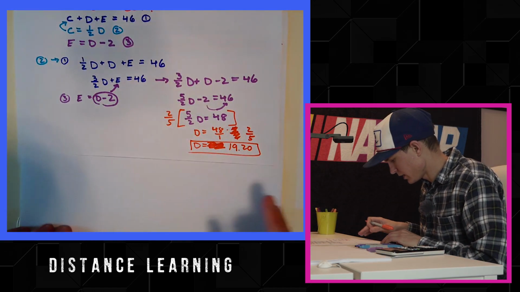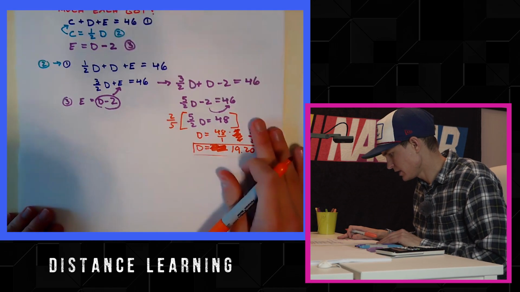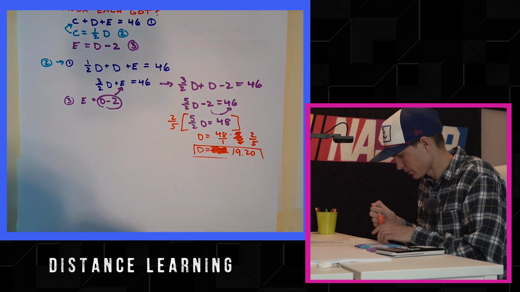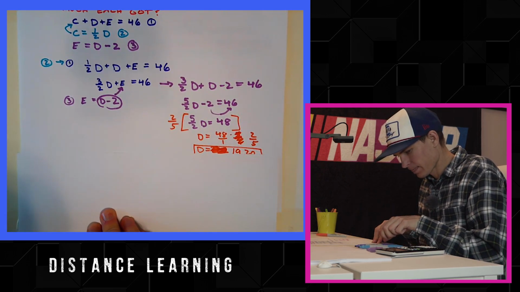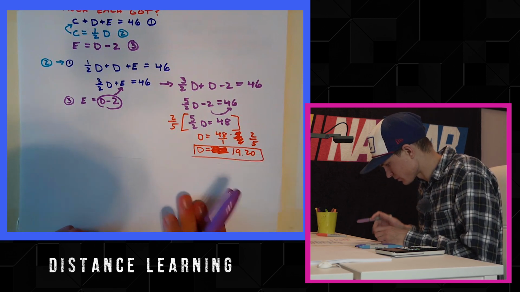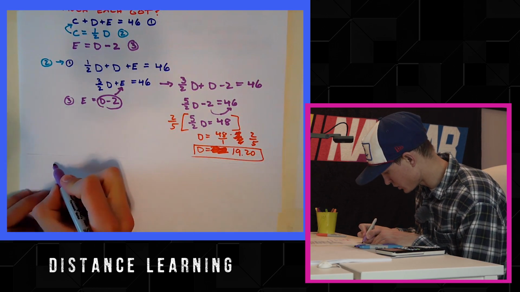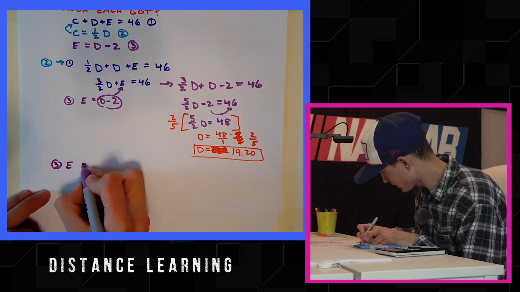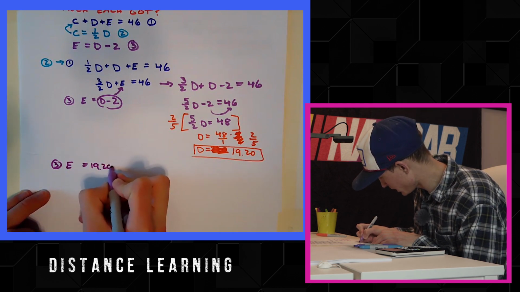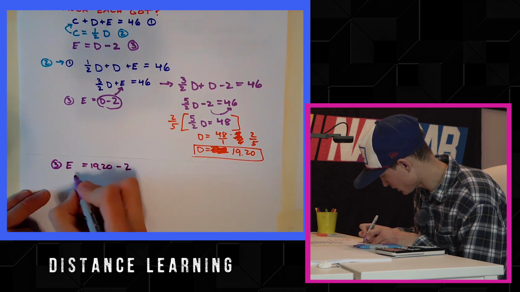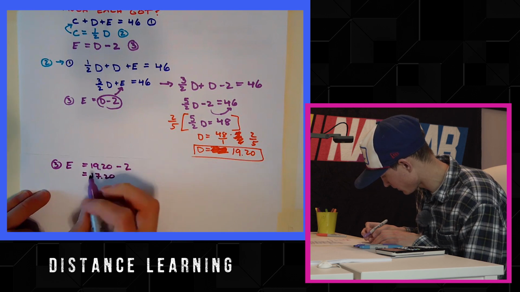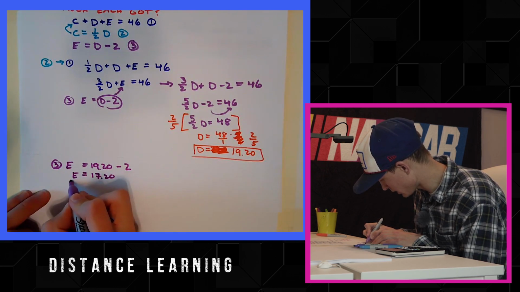I'm going to move this up just a little bit. So, if Diane has $19.20, if you look at equation 3, that means Ed has 19.20 minus 2. That means Ed has 17.20. Now we're rolling.